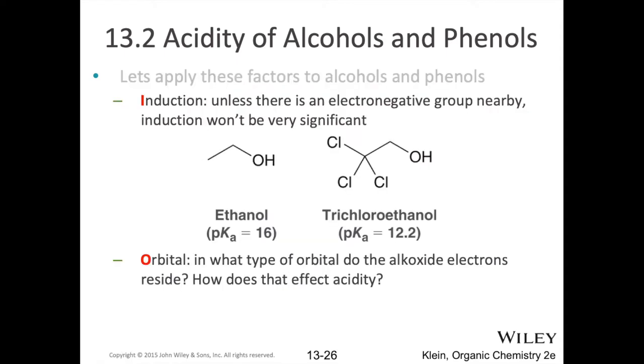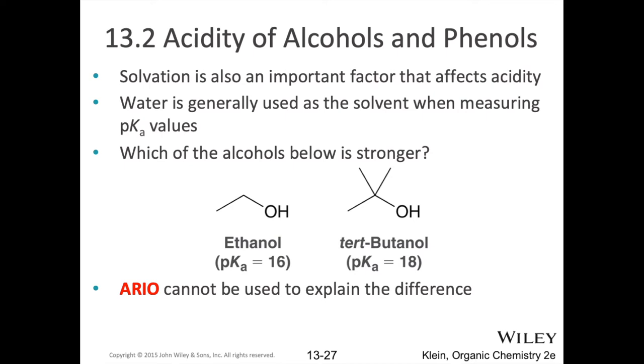Other things to consider, of course, with ARIO: induction. Consider if you have any electronegative groups nearby. You can see here by adding on some chlorines nearby, we've lowered the pKa of this ethanol. I think the orbital doesn't really come into effect here because the oxygen is going to be sp3 hybridized regardless. So really that can't explain the difference there.